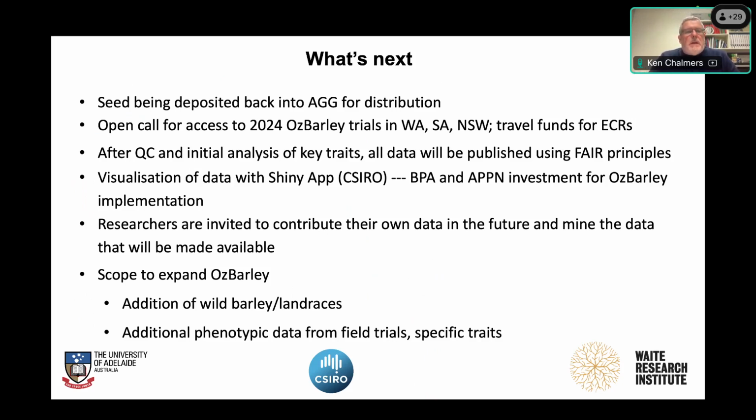So after the initial analysis and QC of the key traits, all the data will be published. We're really keen that everything that we do is going to be published and freely available for anyone that wants access to it. And we're also developing visualization software to look at the data. And this is an app that's been developed by CSIRO. It's currently called the Shiny app, but that's just the in-house name. It will be called something else.